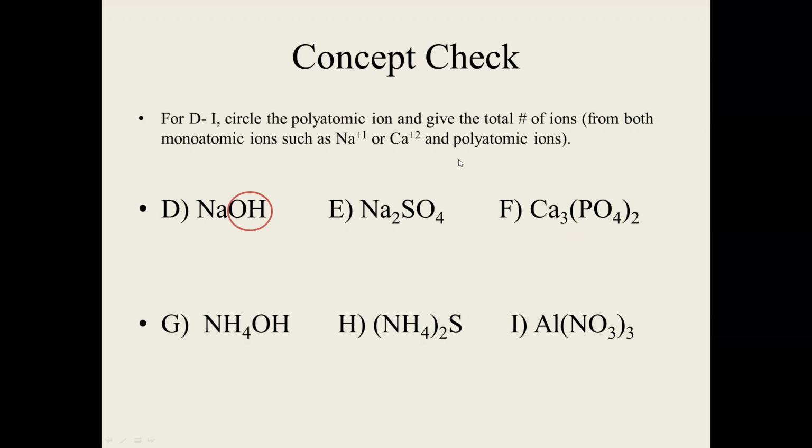So we have the OH, the SO4, and it's got 3 ions because it has 2 sodiums and 1 sulfate on it. With this PO4 being bracketed, that's an indicator that that is its own ion. And if we count, we have 3 calciums and 2 phosphates, so that comes out to 5.